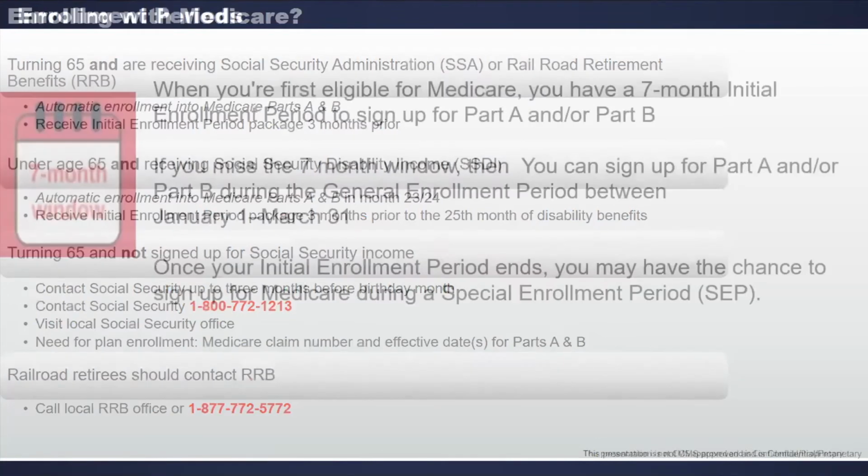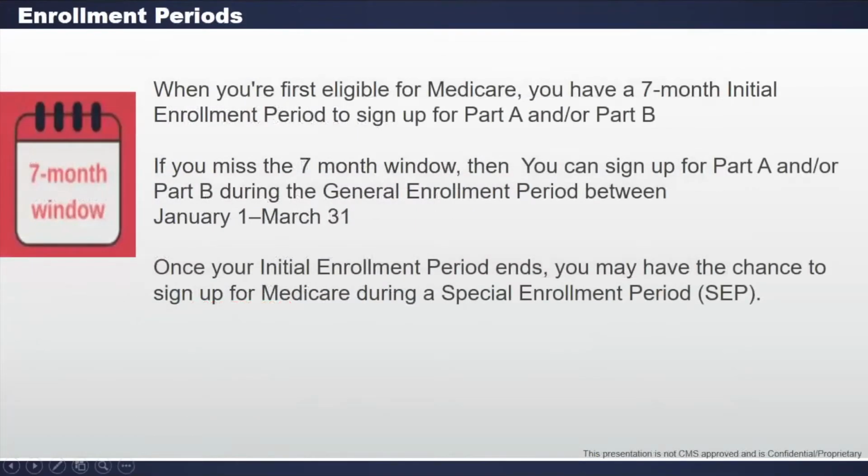So let's talk about the enrollment period, okay? Now, like I said, we're really now kind of talking about the person who's going to do it themselves. They were not on there, so it wasn't automatic. They have a 7-month window. Now, in that 7-month window, you can sign up for your Part A and Part B.